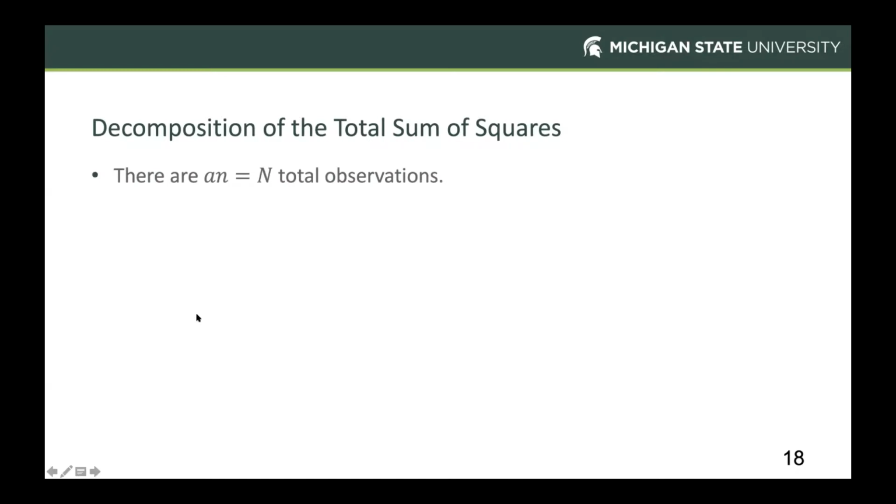And so in decomposing our sum of squares, let's get some terminology out of the way. So we have a total of lowercase a different factor levels, and within each of those factor levels, we have lowercase n observations. And so our total sample size here is just going to be equal to lowercase a times lowercase n, which we'll denote as capital N total observations. And this is again working under the assumption that we have equal sample sizes within each of those groups.